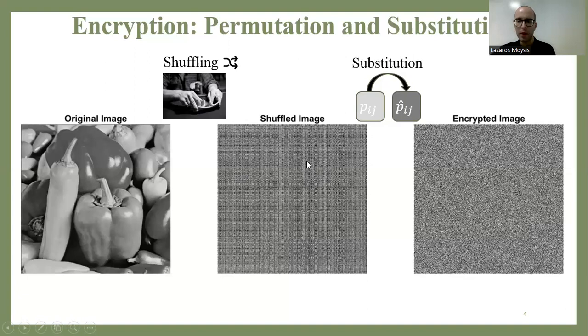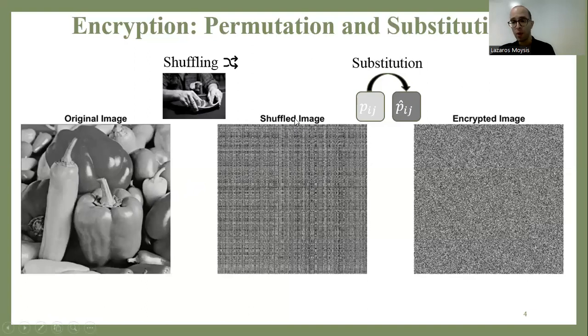The idea is to disperse various parts of the image throughout the whole shuffled image. So in case, for example, some sort of cropping occurs, we may be able to receive back some information. So this is the first process that is very commonly used in encryption.